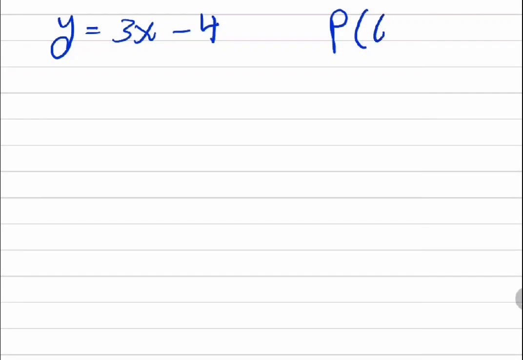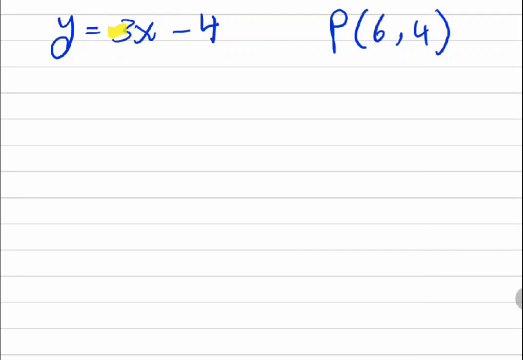Let's say that y is equal to 3x minus 4. And you want to write the equation of the line that's parallel to this line, and that passes through the point (6, 4). So feel free to pause the video, work through this example, and then unpause it to see if you have the right answer. So let's begin.